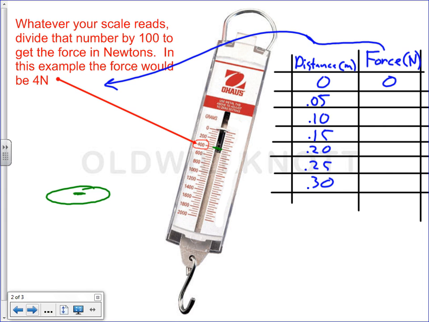All right, so that's what we're going to be doing. Again, these distances, guys, in meters. Make sure your distance is in meters. Why is that important?